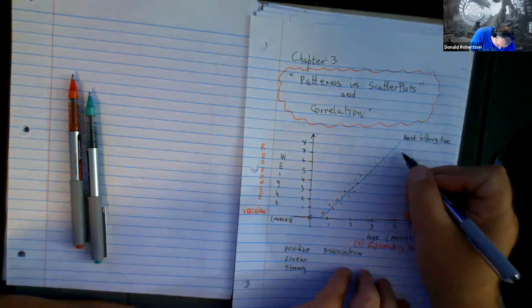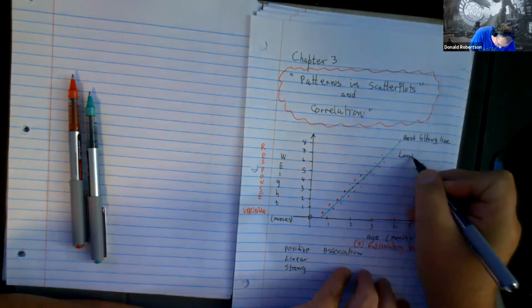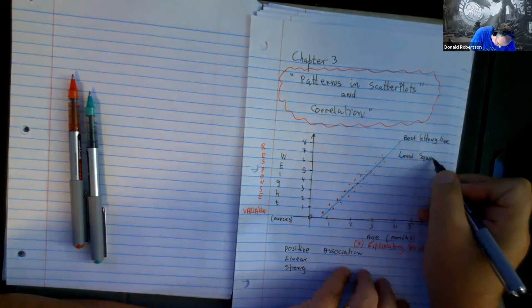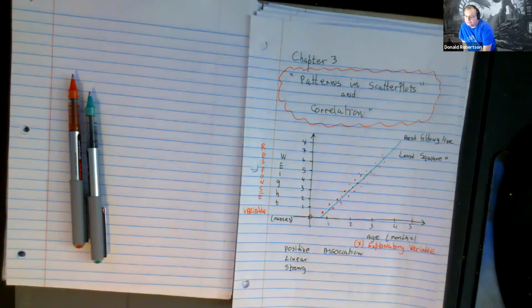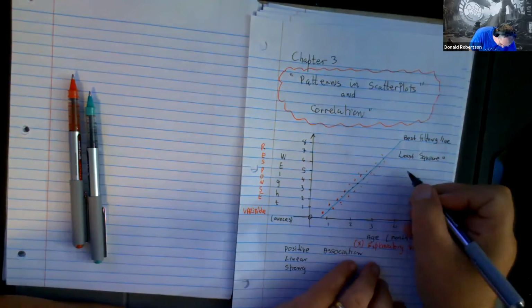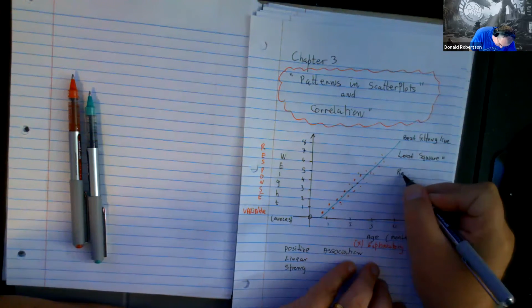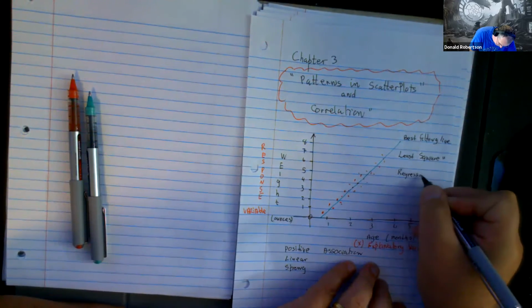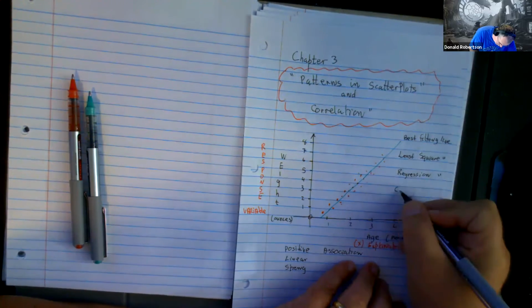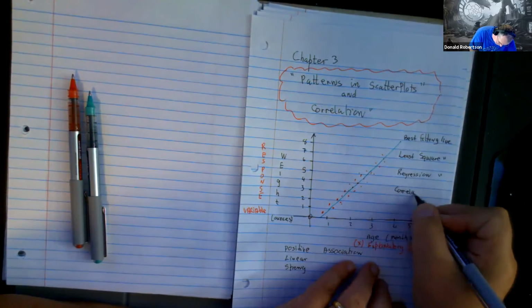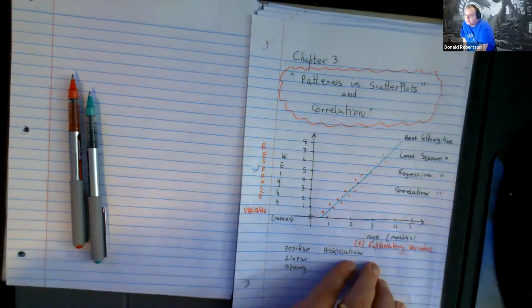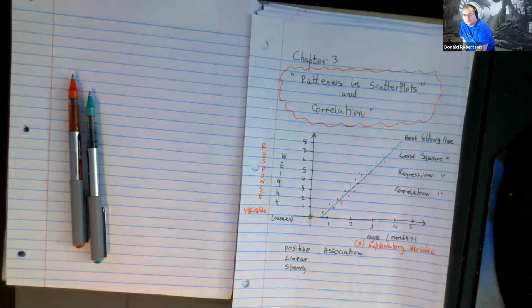Here are less obvious names. It's called the least square line. It's also called a regression line. It's also called the correlation line. If I thought of any more: linear, best fit, least square, regression line, correlation line. That's all I can think of. I might think of another one 10 minutes from now, and if I do, I'll come back.